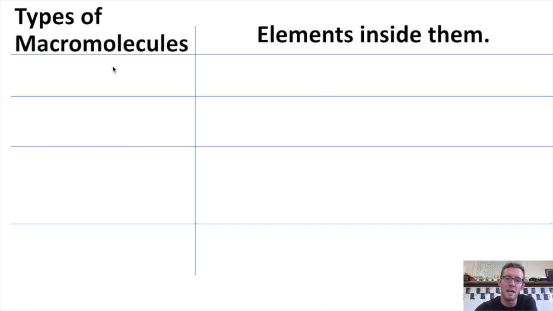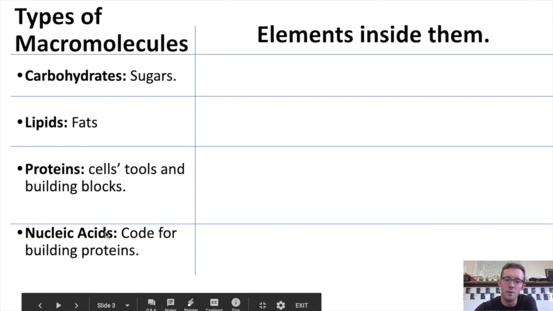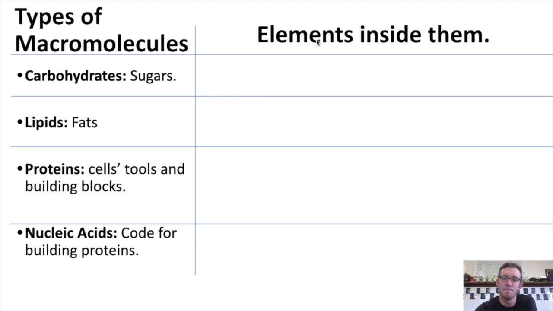So there's 4 types of macromolecules. There are carbohydrates, which are types of sugars. There are lipids, which are fats. Proteins, which are the cell's tools and building blocks. And then there are nucleic acids, which provide the code for building certain types of proteins.